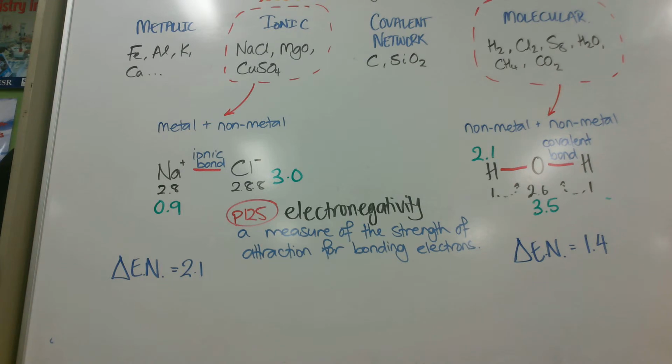Only just, by the way. It's only just small enough. If it was 0.3 bigger, this would be ionic. Okay. However, there is actually a bit of a difference there. And what we're going to get to tomorrow is talking a little bit about polarity. This is what we call a polar bond, because that's still quite a big number. Anything 0.5 or bigger is considered a big number.